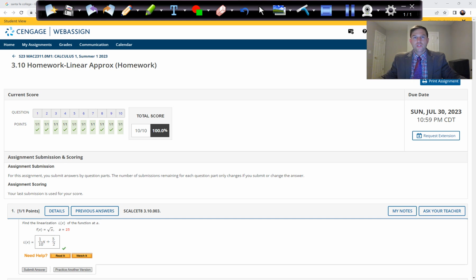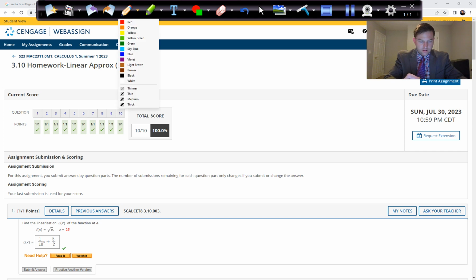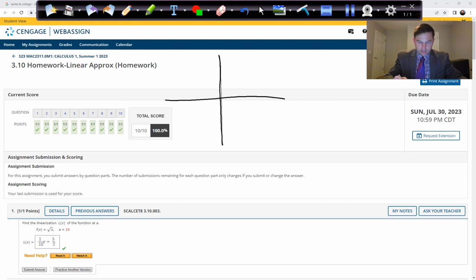In Chapter 3, Section 10, we'll look at linear approximations and some differentials. So for the first problem, we have, well, let me set this up before we get to the first problem. So imagine we have a curve. So we have x and y, and we have some curve, let's say it looks like this.